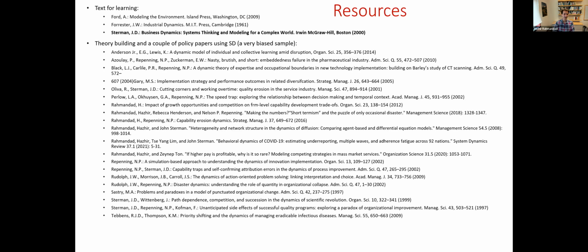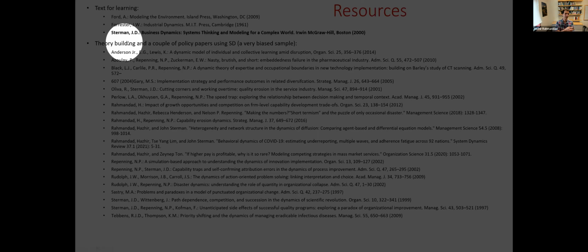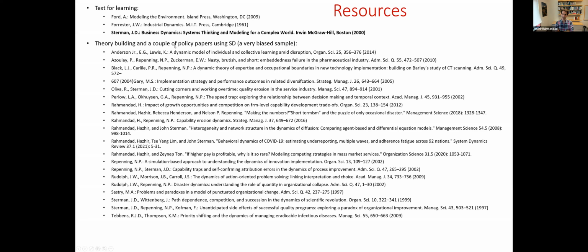This is a very biased sample of both texts for learning system dynamics on the top, and if you want to pick just one, I would say John Sterman's Business Dynamics is the one to go with. And then papers mostly on theory building, but also a few policy papers that use system dynamics, so that you have a feel for how these tools are being used and how folks have been publishing using these methods in the literature you might be familiar with.